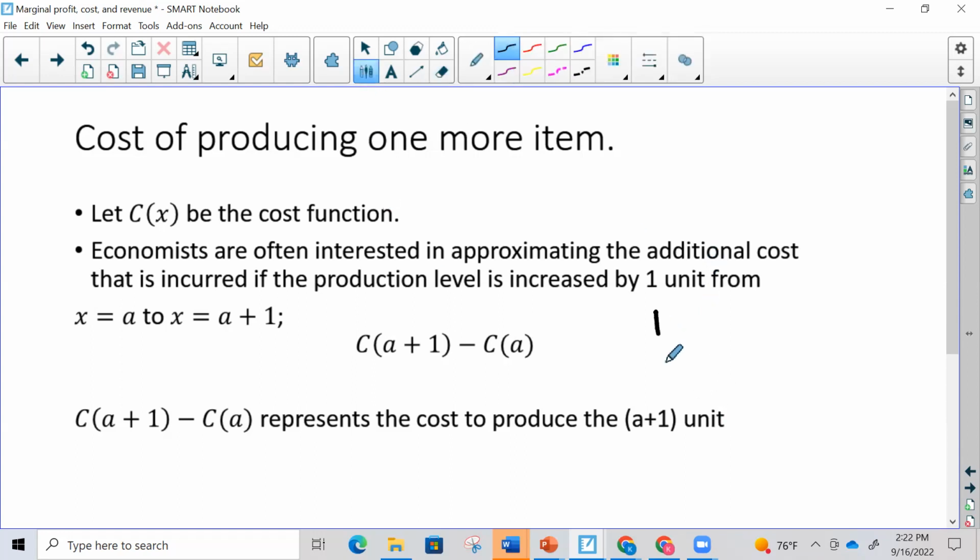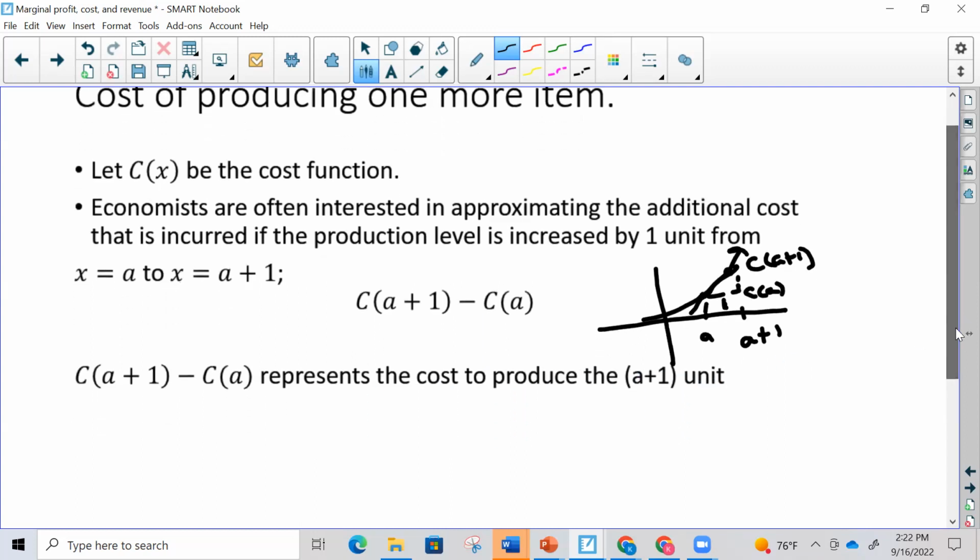So just for example, if we have a graph of the cost function, usually the cost increases as the number of units increases. But if I have this unit A, and then I go 1 over to A plus 1, what we're really doing is finding the additional cost incurred. We're finding the slope of that secant line, but the difference in X is just 1 because A plus 1 minus A is just 1. And the difference in Y is C of A plus 1 minus C of A. And that gives us the cost of 1 more unit. So it represents the cost to produce the A plus 1 unit.